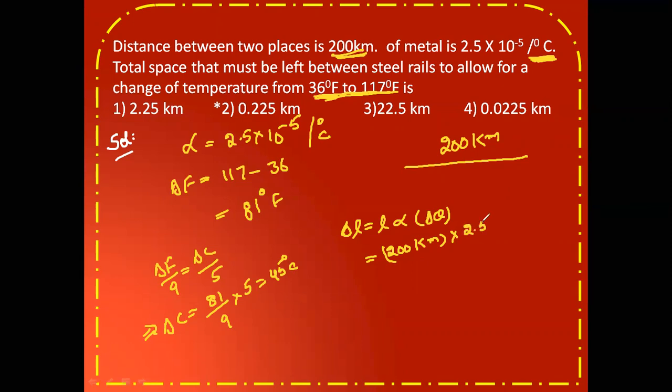2.5 multiplied with 10 power minus 5 into rising temperature, 45. As alpha is expressed in terms of degree Celsius and this is also degree Celsius, you will get the answer. That is also expressed in terms of kilometer. Because the length is in kilometer, the answer you will also get in terms of kilometers. This is a very important model. So this is degree Celsius and that is degrees Fahrenheit. So both the models you should keep in mind.